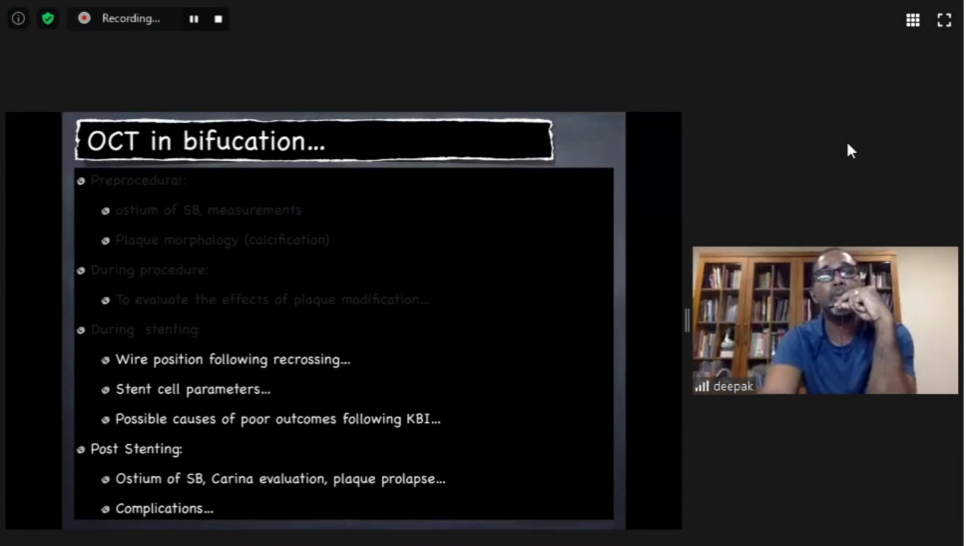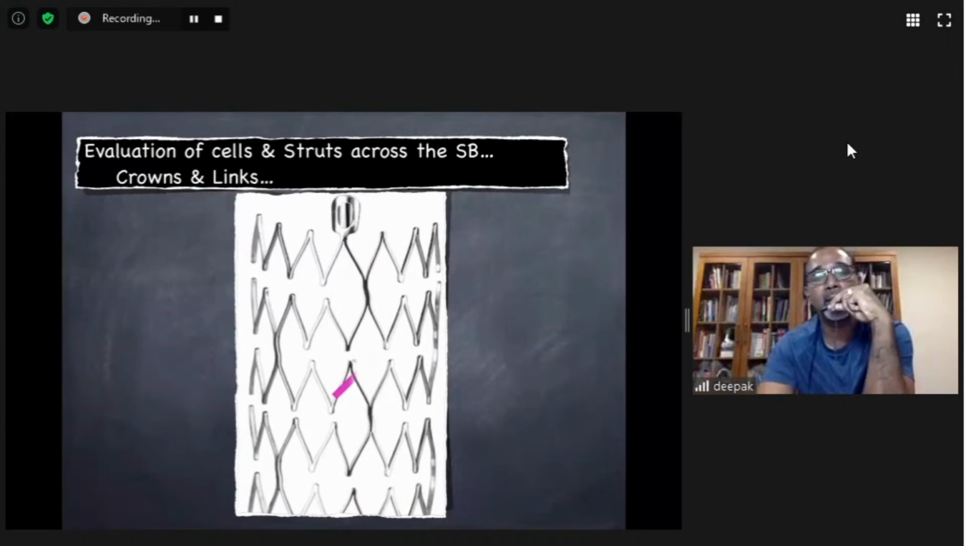So this is the information that one could achieve with the help of optical coherence tomography while doing a bifurcation stenting. You get an idea regarding the wire position following recrossing, whether you have gone proximally or distally. You could also get an idea regarding the stent cell parameters. You could identify whether you're going to have a poor long-term outcome following kissing balloon dilatation.